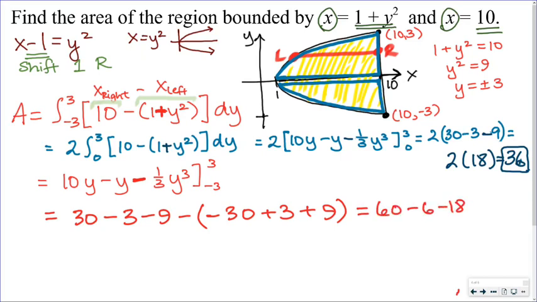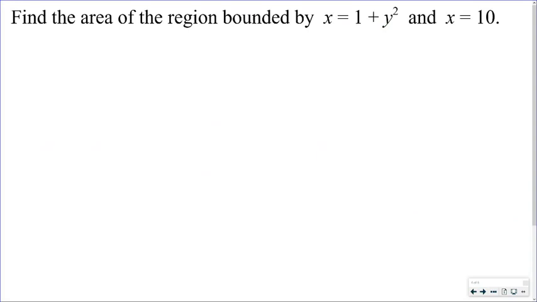Or 60 minus 24, which is 36. Okay. And we match. Okay, I just want to point out one other thing we could have done on this problem. And let's go back and look at that graph again.